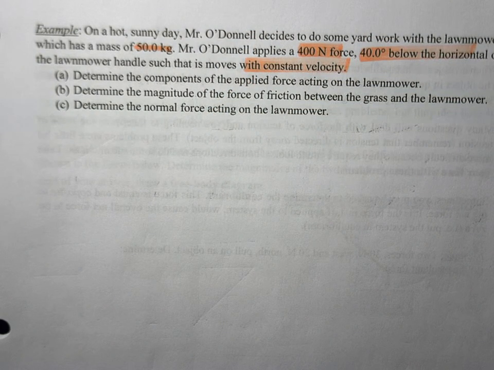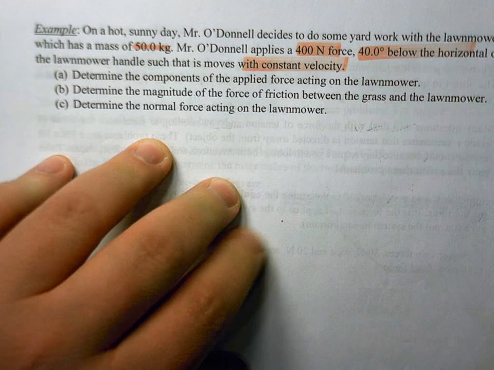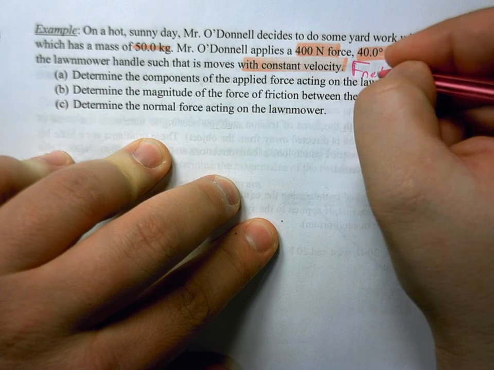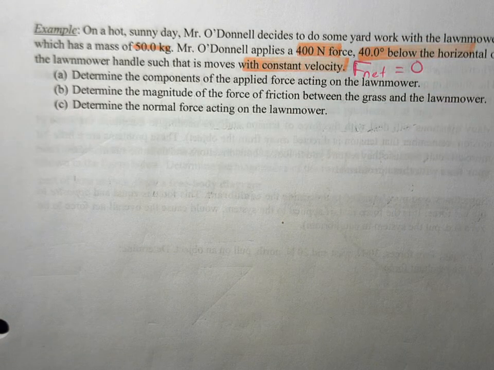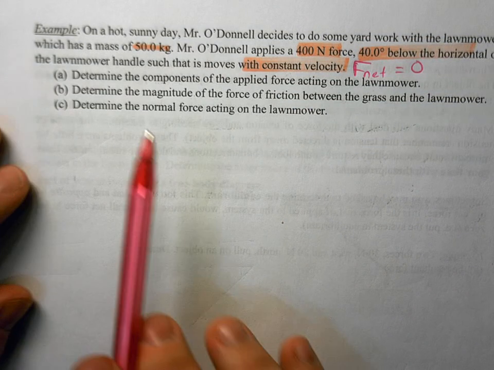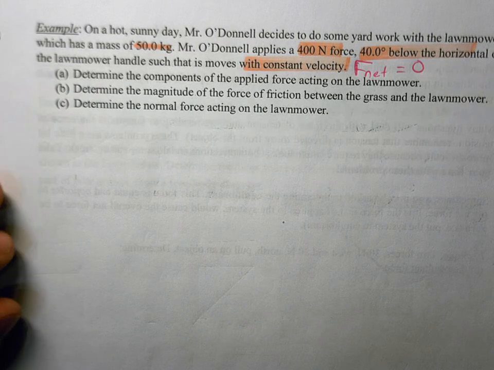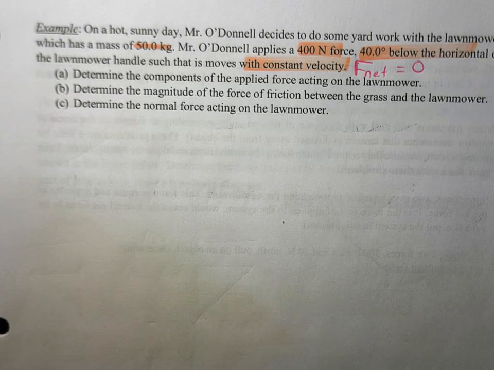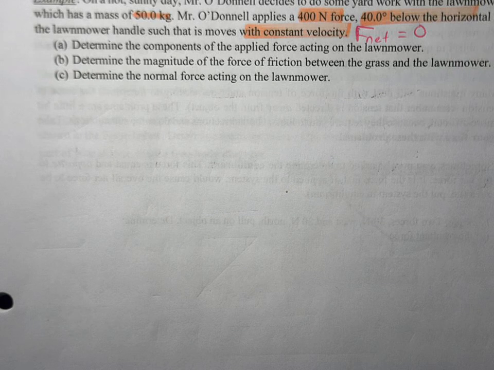So before we get to anything, that word constant velocity, we want to have those alarm bells going off in our head, because as soon as we see constant velocity, we want to write down the net force is 0. That's really important. So we're being asked a few things. We want to find the components of the applied force acting on the lawnmower, certainly important. We want to determine the magnitude of the force of friction between the grass and the lawnmower, and we're going to determine the normal force. All right, a lot going on in here.